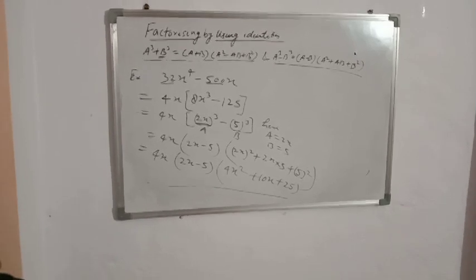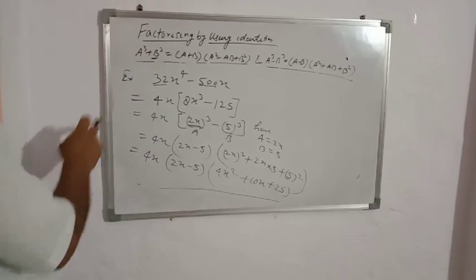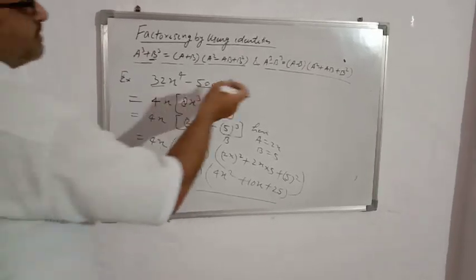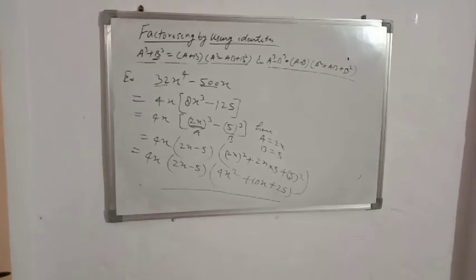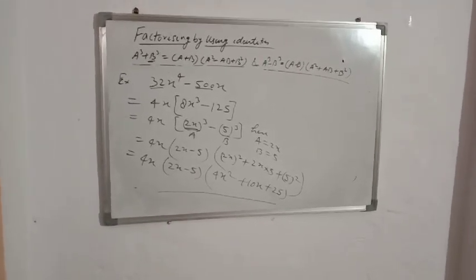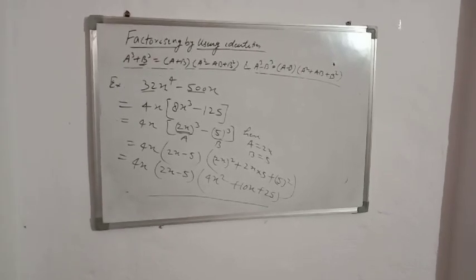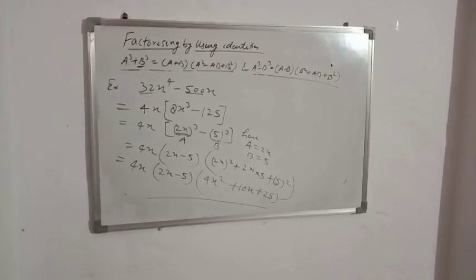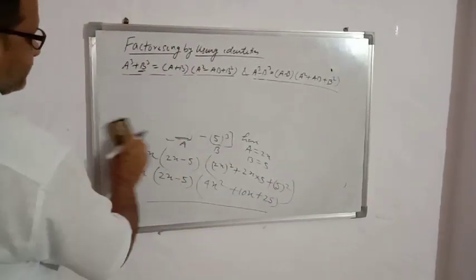So I have taken two examples. In the first example, I have used the identity a cube plus b cube. In the second example, I have used the identity a cube minus b cube. So in this way, we can use the above identities to factorize given algebraic expressions. We will see some more questions. See the next question.